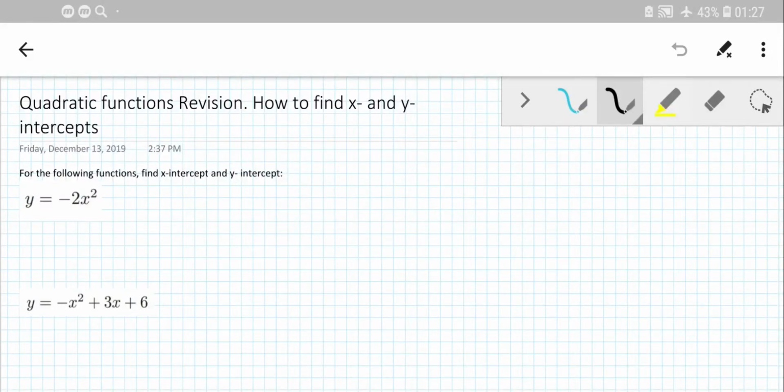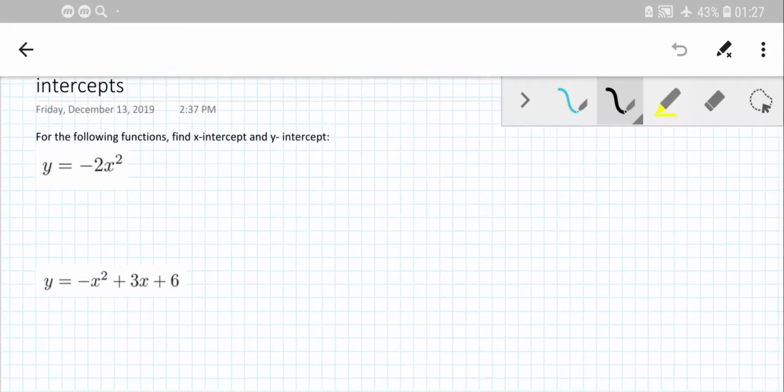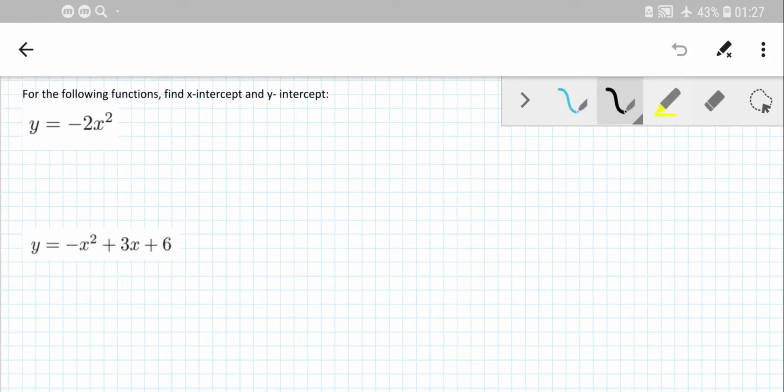Hello guys, we are doing quadratic functions revision, and that's revision dedicated to how to find x and y intercepts. Okay, so that's about quadratic functions, and let's get started. First of all, try to pause the video, try to make screenshots, try to do every round. What you need to do is follow the following functions: find x-intercept and y-intercept.